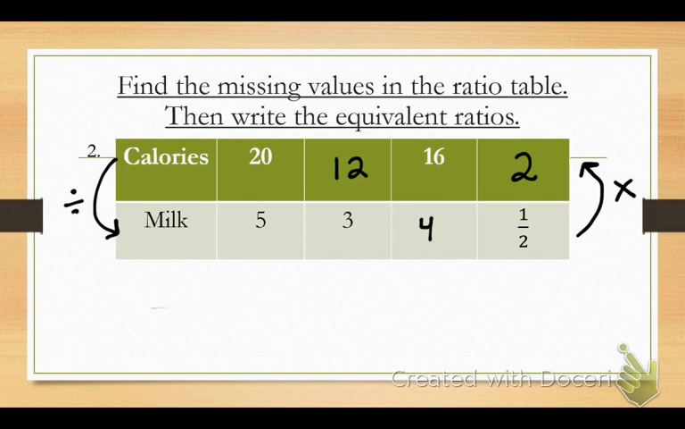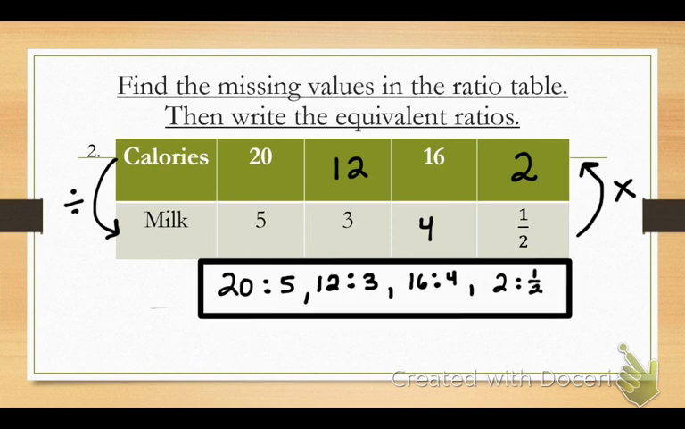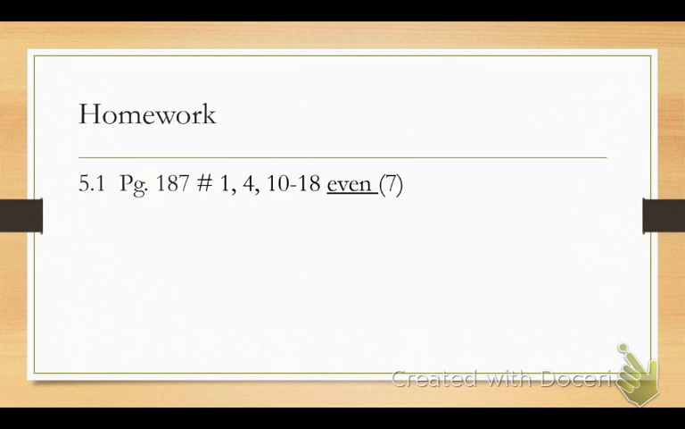So first up, 20 to what? 5. What's the next one? 12 to 3. Girls, what's the next one? 16 to 4. And boys, what's the final one? 2 to 1/2. So that's your final answer. Okay, so tonight's homework, as you're doing it, make sure you write out what all those equivalent ratios are. Now, we've got about 7 minutes to be working through this.